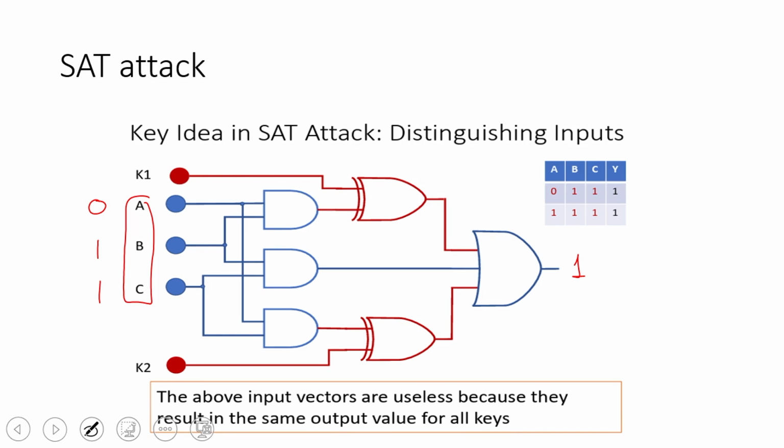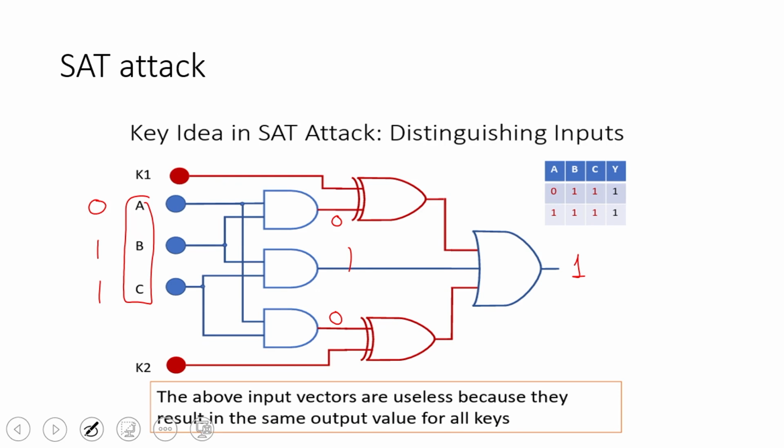Now see here, if you give say 0 1 1, what will happen? Because this is an AND gate, this will become 0, this is coming here. So this will become 0, and this is basically B and C, this will be 1, and since this is an OR gate, it does not matter what is coming here, because this is 1. So this will always be 1. In this case, even if you give any value of K1 and K2, your output will be 1.